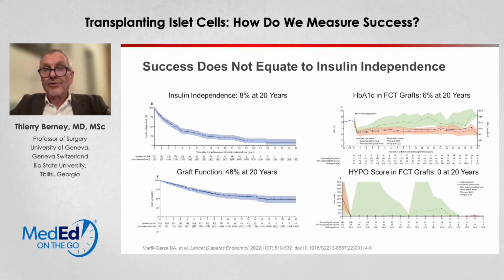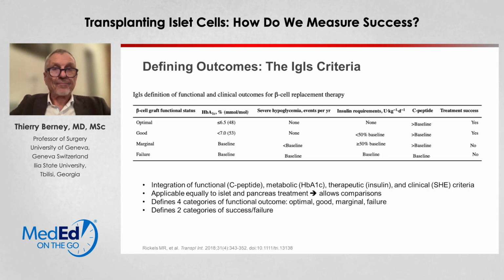And below, the hypo score, this is a score designed to measure hypoglycemia, the importance of hypoglycemic events, and you see that the score is 0. So it has a very long-lasting effect on preventing hypoglycemic events.